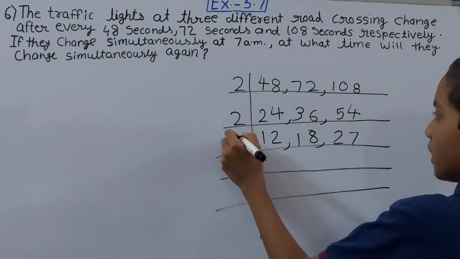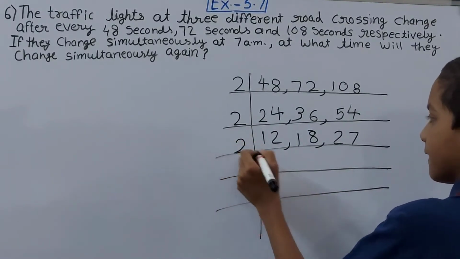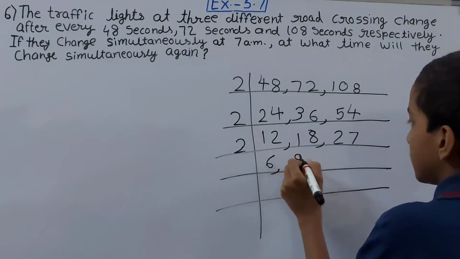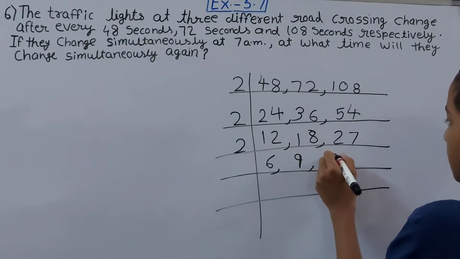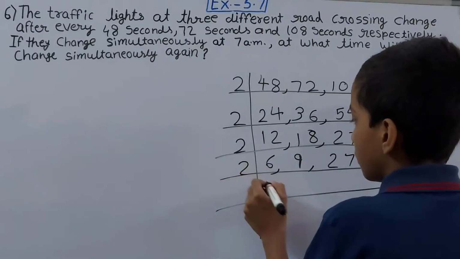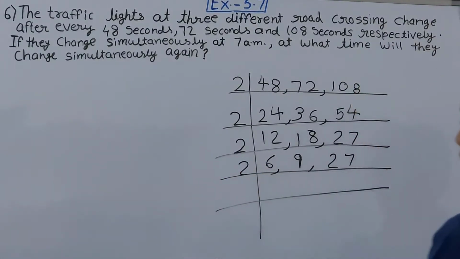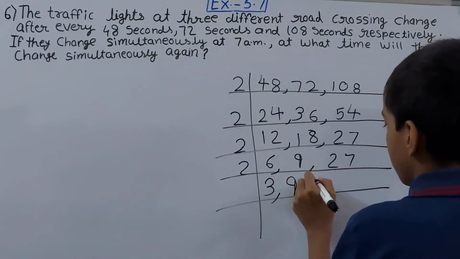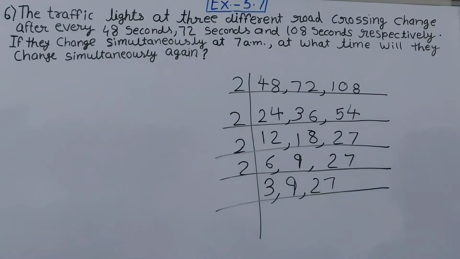So here also we are going to take 2 again. Okay. So 12 goes 6 times, 18 goes 9 times, 27 will stay as it is because it does not come in the table of 2. Now we have 6, 9 and 27. So let's again see. Here also I am going to take 2 for this 6. So this will go 3 times and the others will stay here only. Okay. Now we have 3, 9 and 27.